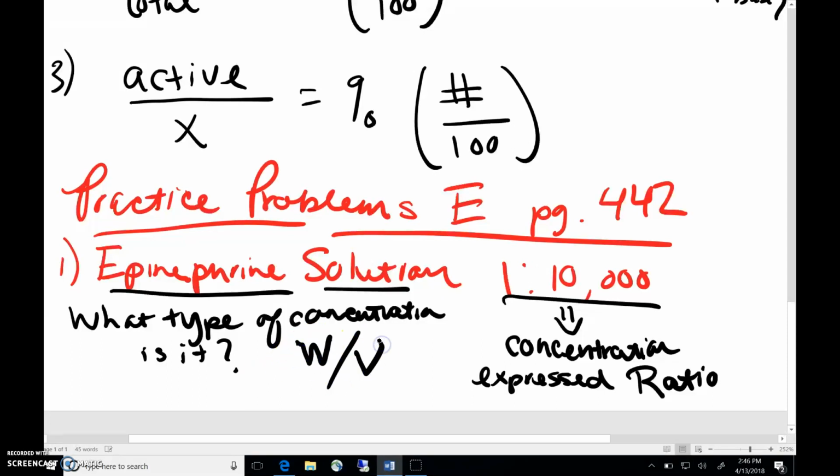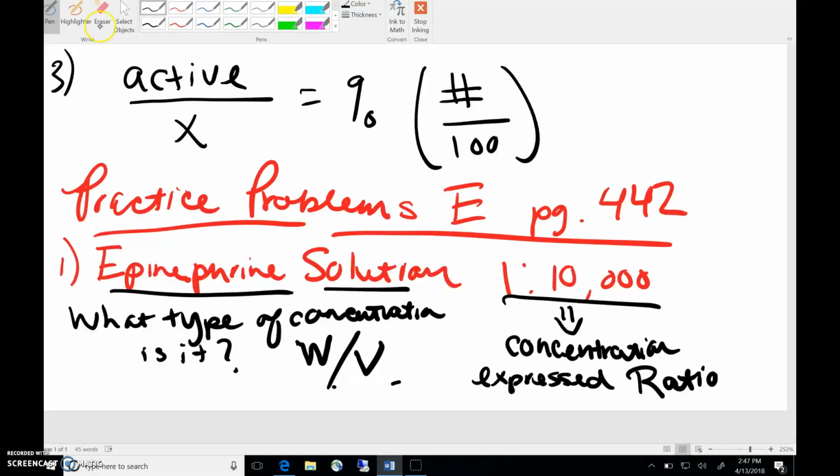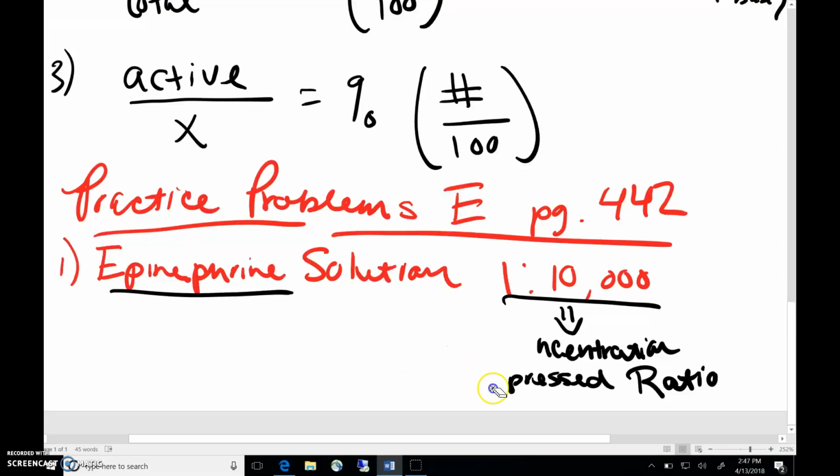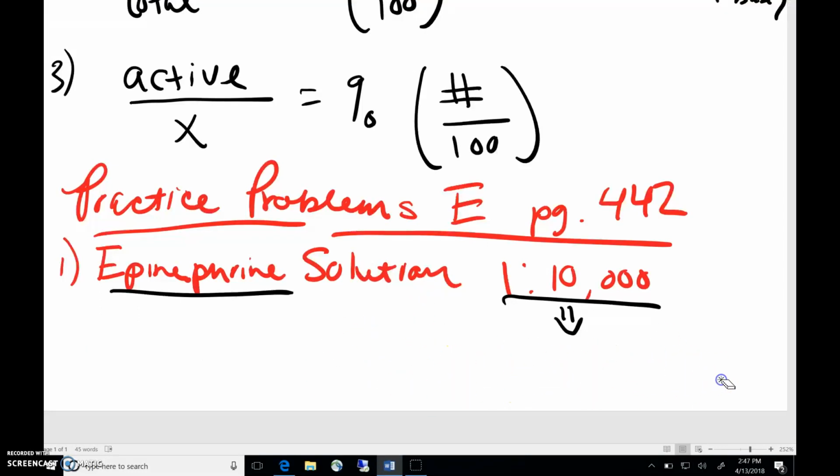Weight to volume. Because they want you to indicate the weight. When it says weight, it needs to be in what? Grams per 100 milliliters. A milliliter is volume. So the type of concentration is weight to volume. So how would you rewrite this as the instructions are asking? It's asking for you to rewrite it as weight to 100 milliliters.